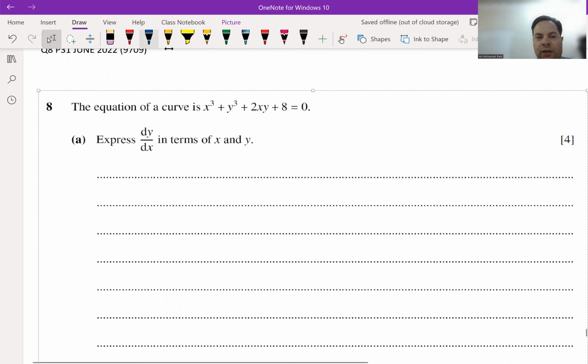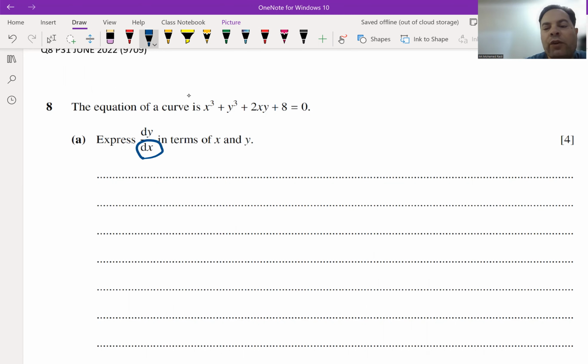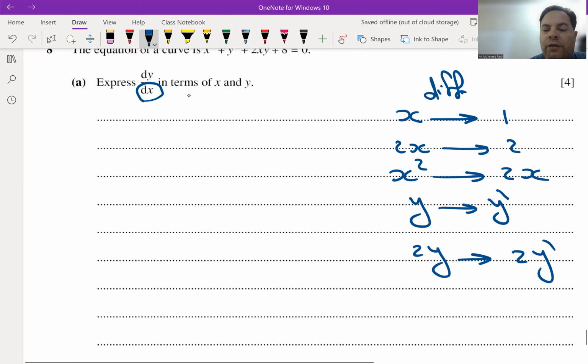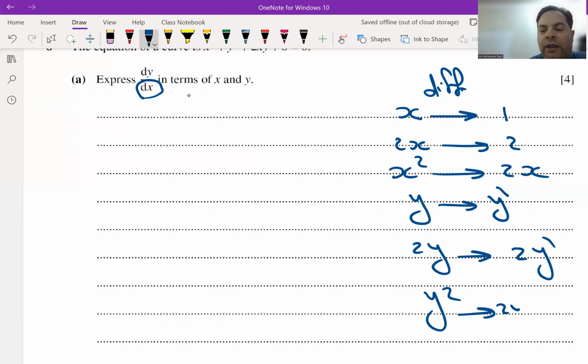This is an implicit function. Let's revise how to find the derivative of an implicit function. If it is not an implicit function, we differentiate with respect to x. So the derivative of x will be 1. If it is 2x, it will be 2. If it is x squared, it will be 2x. But if it is y, it will be y dash, or dy by dx. If it is 2y, it will be 2 y dash. If it is y squared, it will be 2y times y dash.